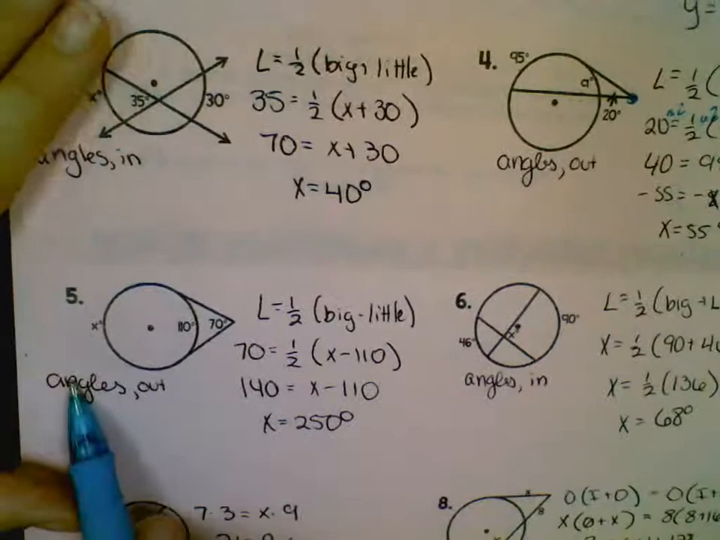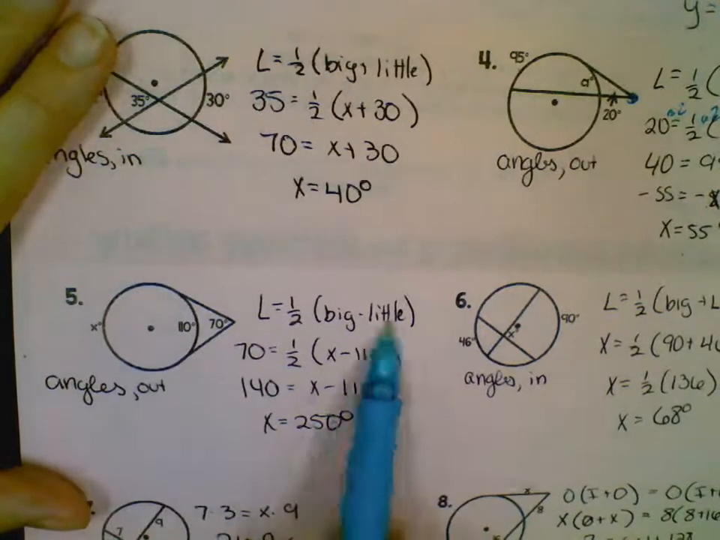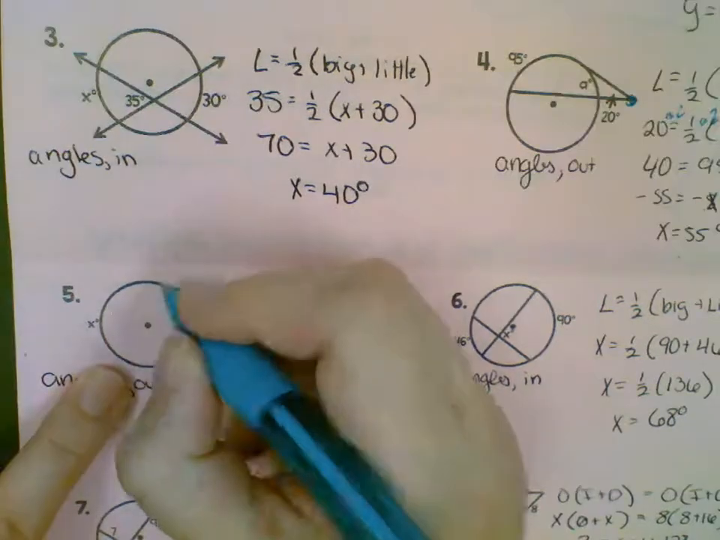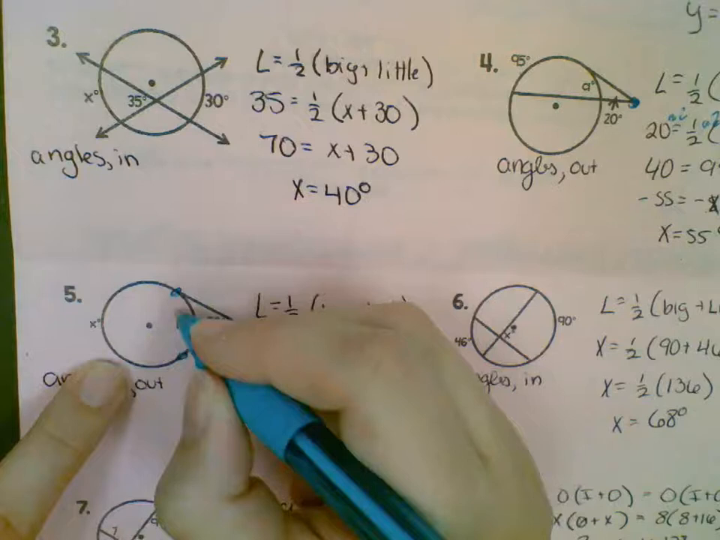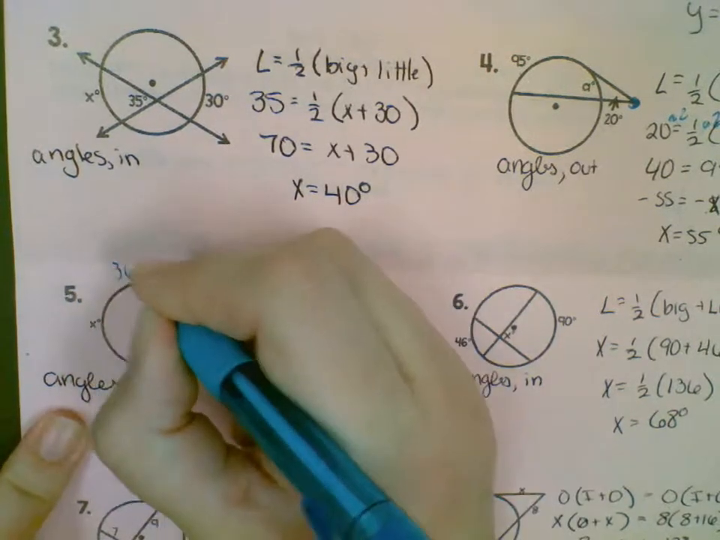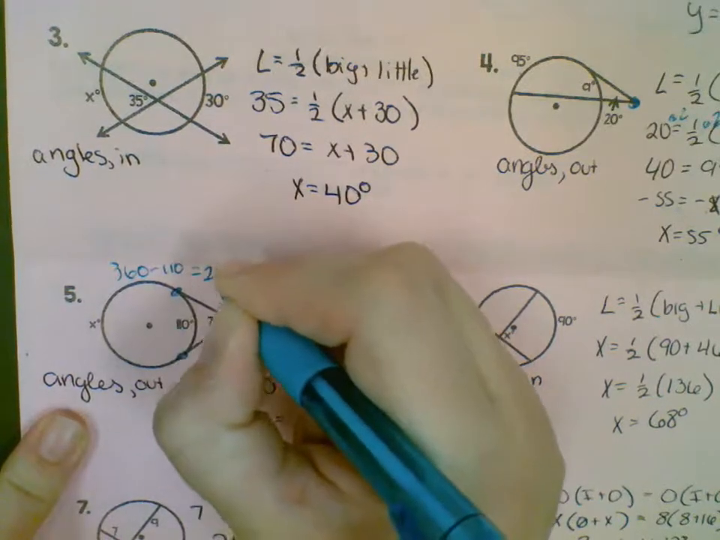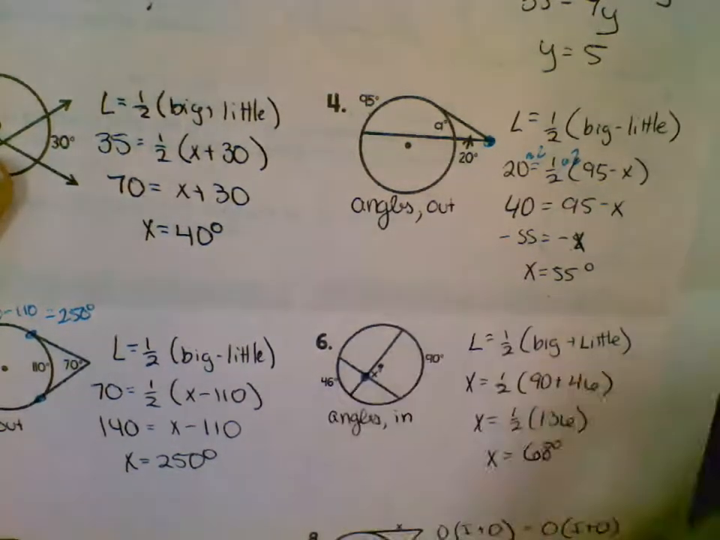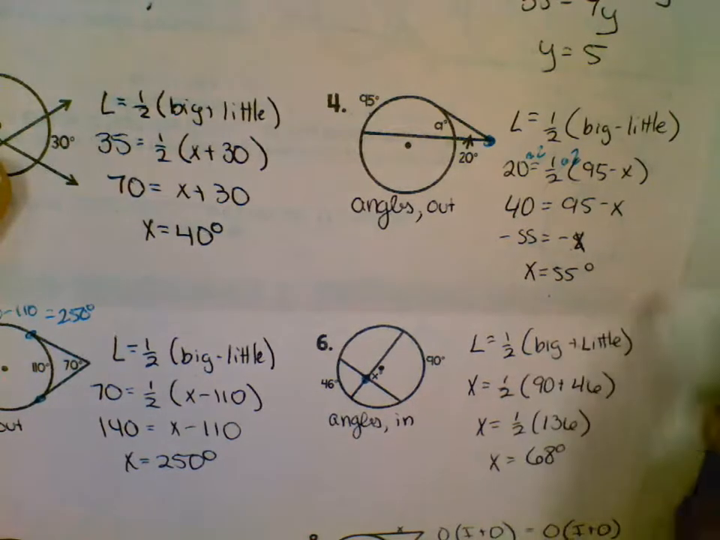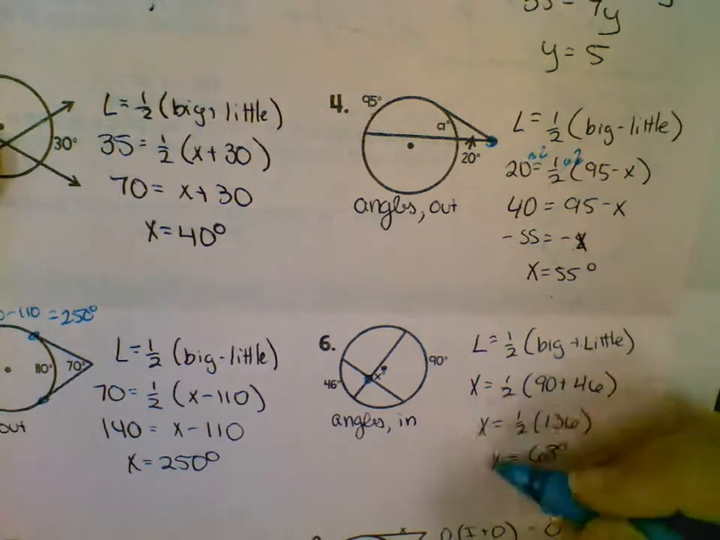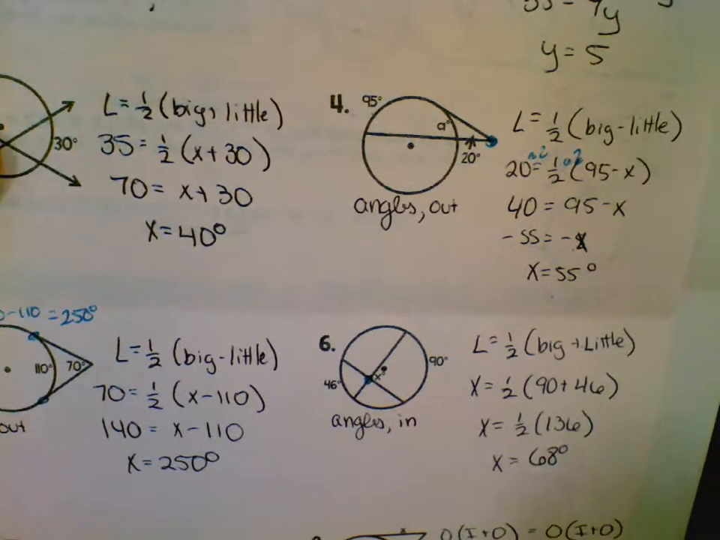For number 5, it was angles on the outside again. So big minus little, we end up with 250 on that one. This one, technically, you could have just subtracted from 360 too, because this is 110 and this is 360 minus 110. So you can get 250 that way too. Okay, and then for number 6, this was another angle one, and it was on the inside, so that meant it was a sum. So this was kind of just like the first one we did, we're finding the angle, so you just have to take half of it.